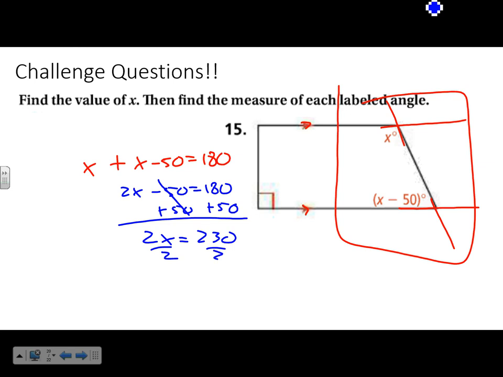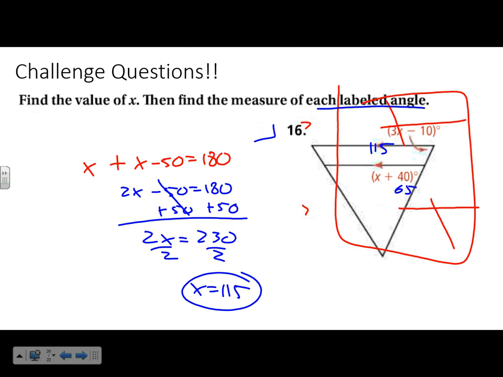Divide each side by 2. You get x is 115. Again, that's x. The problem says find the value of x, then find the measure of each labeled angle. So x is 115. Then we have 115 minus 50 is 65. So that one did ask us to find each labeled angle. I guess these are both 90 degrees. That's pretty obvious, but you didn't need to find those because they weren't labeled.